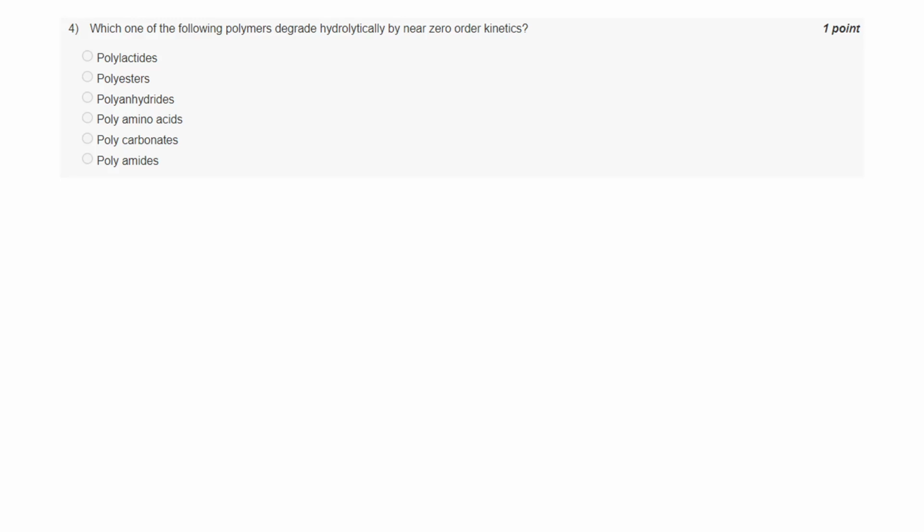Okay, so the next question is which one of the following polymers degrade hydrolytically by near zero order kinetics? And several polymers are listed out in the options. I'll give you guys a minute to read this, and if anybody has the right answer, or rather any answer, let me know. Ma'am, as per surface degradation, it's option 3, ma'am. Option 3, which is polyanhydrides. Okay, we have one answer. Does anybody else want to give a try?